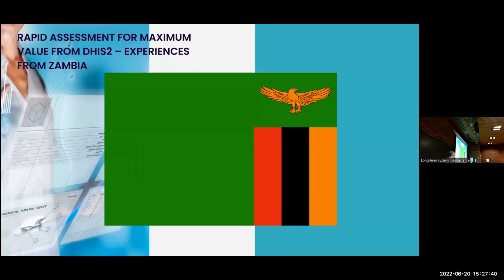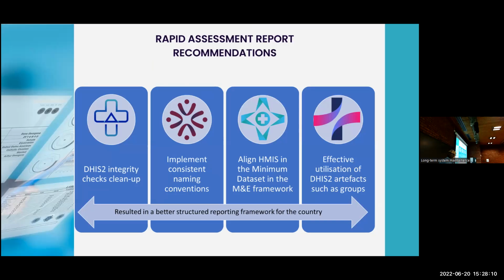So now I'll just share a few slides on rapid assessments that we have done for maximum value from DHIS2 in Zambia. We are working on a project called E4H with MSI in Zambia, and really one aim of our work there is to help them strengthen their HMIS in Zambia. And from the rapid assessment, there were a few recommendations.